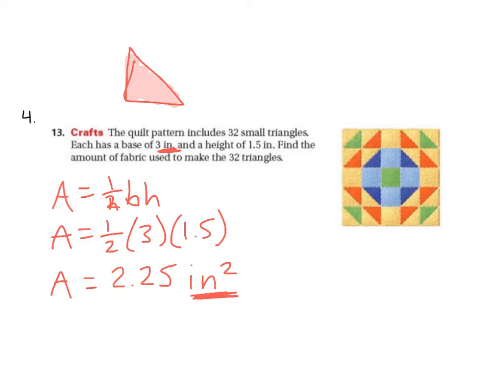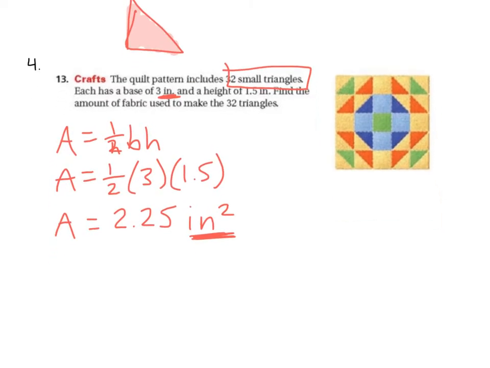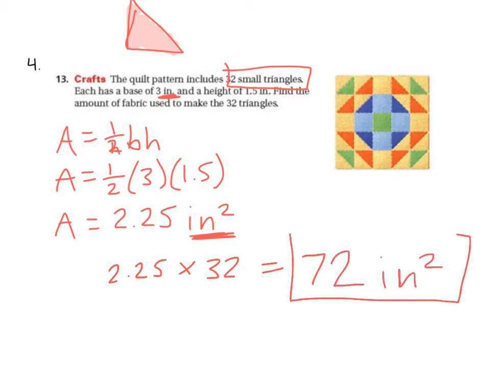Our quilt pattern includes 32 small triangles. So what do we do to find the total amount? 2.25 times 32. So we would do 2.25 times 32, which would be 72 inches squared. So that is the amount of fabric we need to use to make up the quilt.